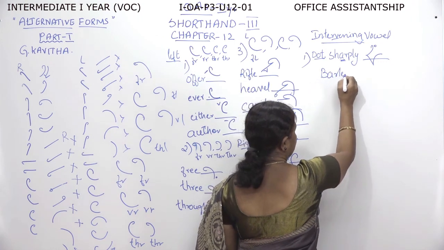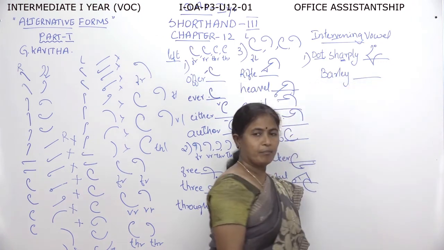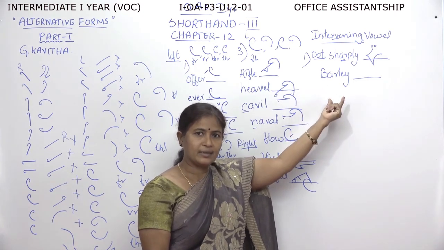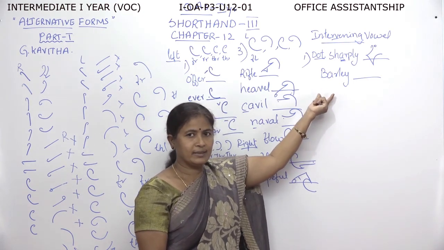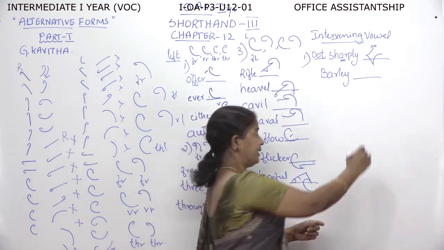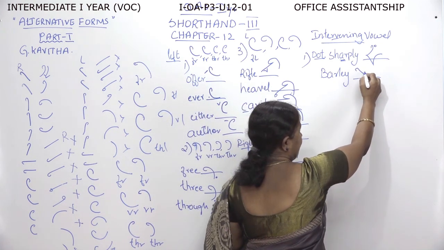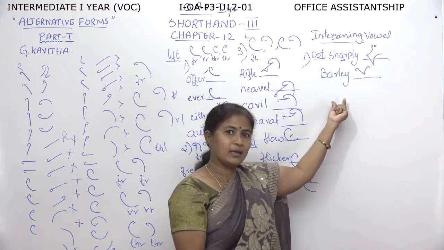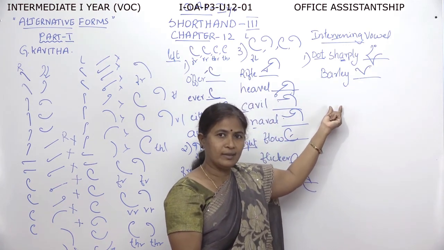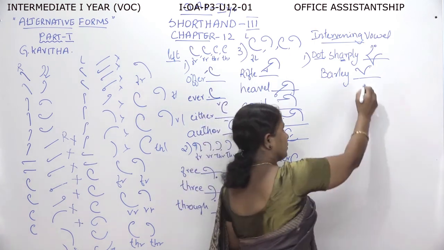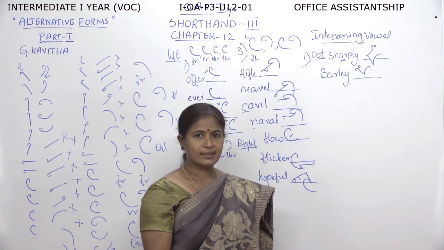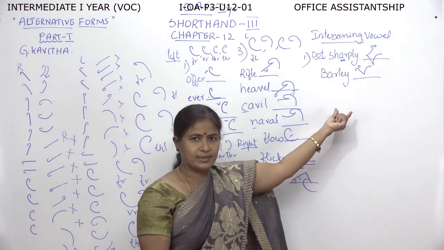Barley. Now which place vowel is coming? Bar. Between B and R, a heavy dot vowel. Barley. Bar and L. After L there is a vowel. Between B and R we have a heavy dot vowel in the first place. So we place a small circle in between, in the first place.